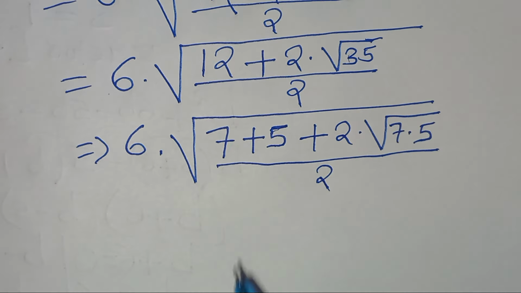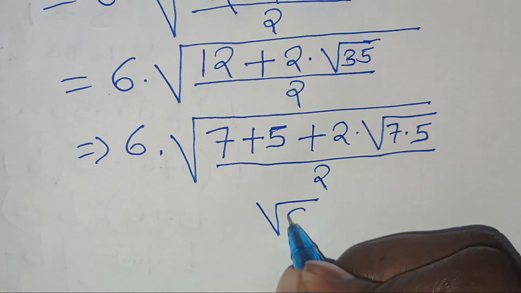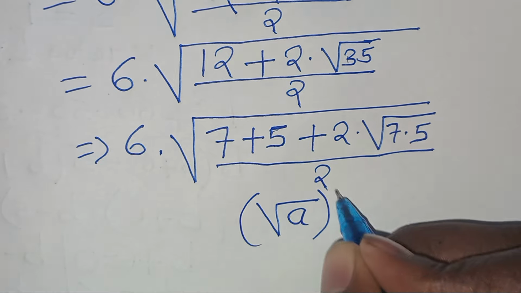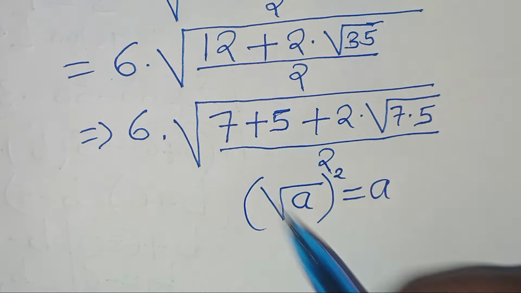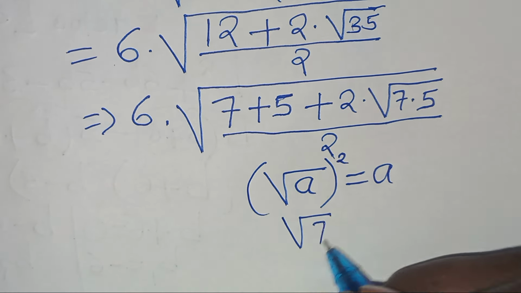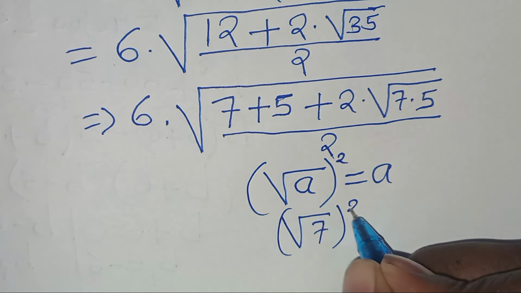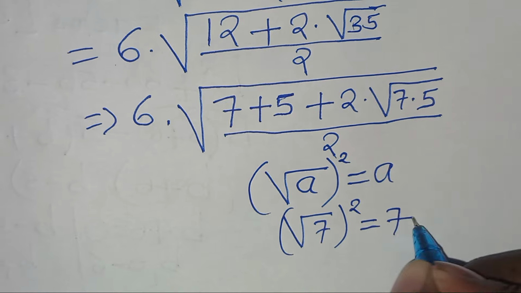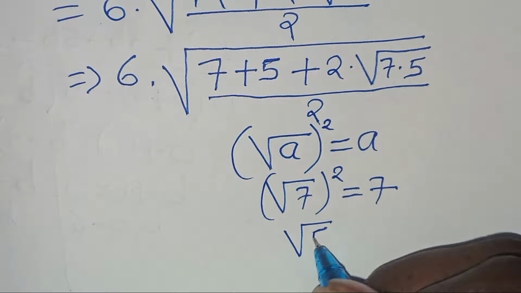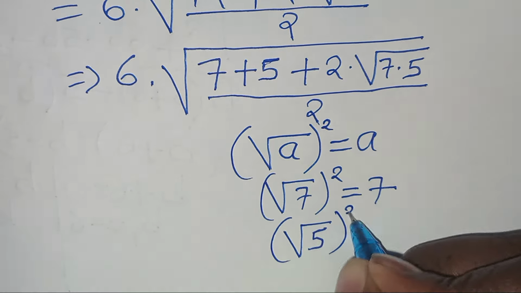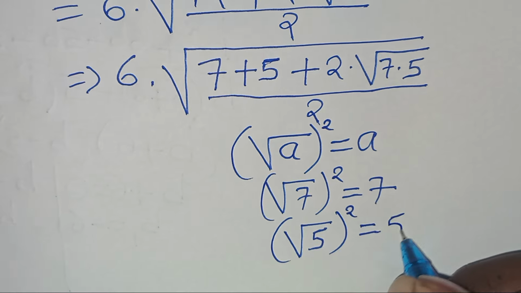Now, the next step is that we have the square root of a raised to the power of 2. This is the same thing as a. So we can express the square root of 7 raised to the power of 2. This is the same thing as 7. And we have that the square root of 5 raised to the power of 2. This is the same thing as 5.